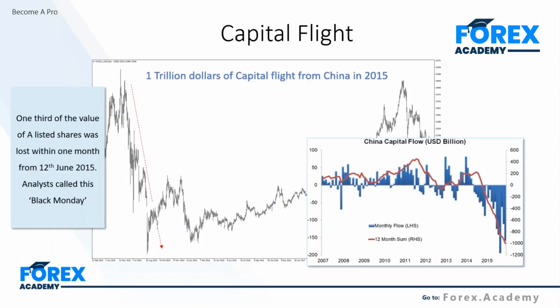So here we have yet another example with capital flight. We had a very large equity sell-off in China 2 to 3 years ago, in 2015. Analysts, if you do recall, referred to it as Black Monday. So a third of the value of A-listed shares was lost within 1 month, starting 12th of June 2015 in China. So a value of $1 trillion of capital flight moving out of equity indices, moving out of the Chinese yuan as well in terms of the currency depreciation. That's effectively what we're seeing here.